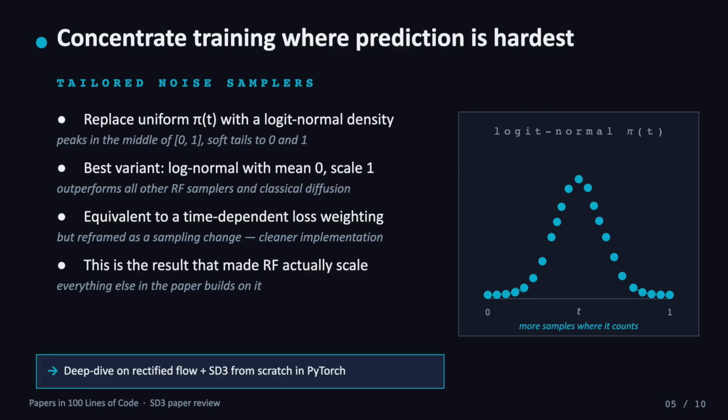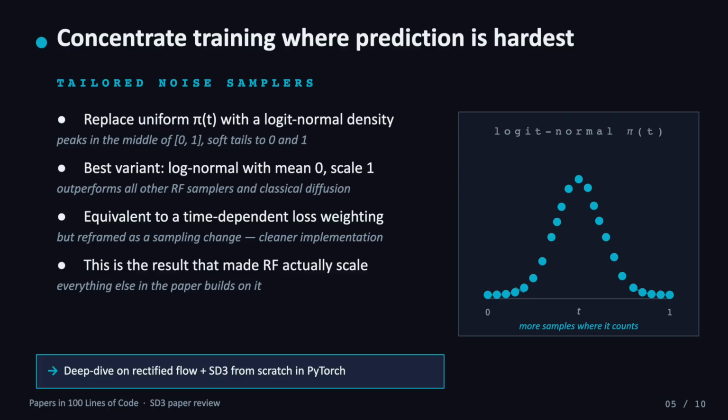The fix is small but powerful. Instead of sampling t uniformly, sample it from a logit normal distribution, peaked in the middle of 0 to 1 with soft tails out toward the endpoints. Concentrate training where prediction is actually hard.